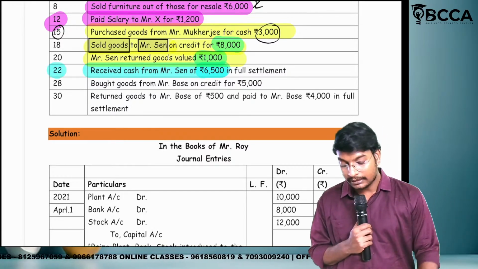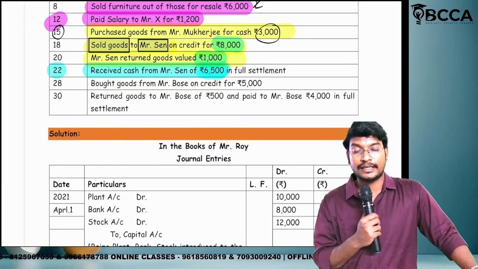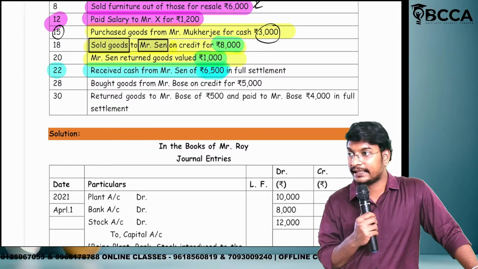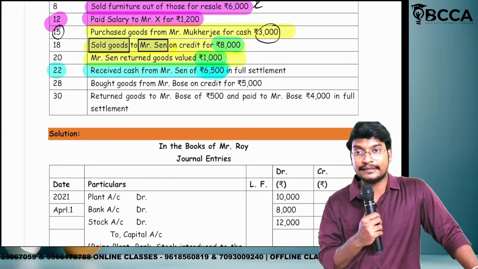On which date? 22nd. How much amount have we received? 6,500. So what is the entry? Cash account debit to Mr. Sen account, because cash is an asset, debit balance comes in, so it is increasing and debited.